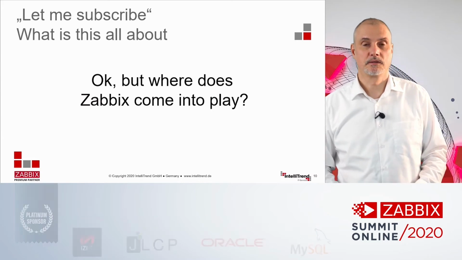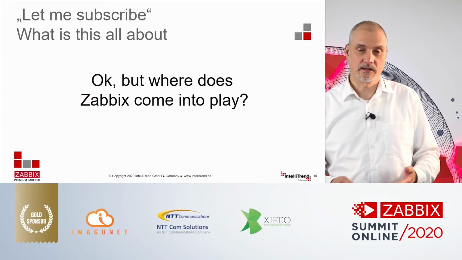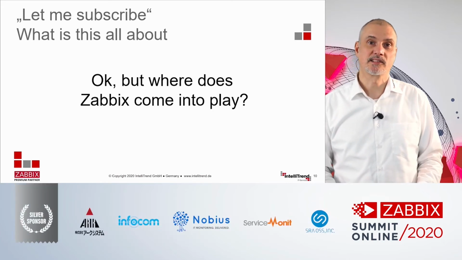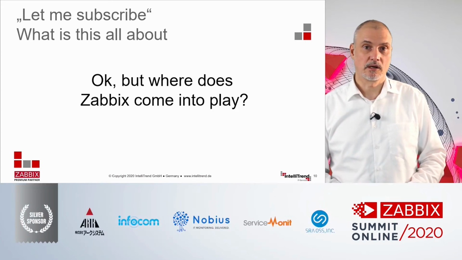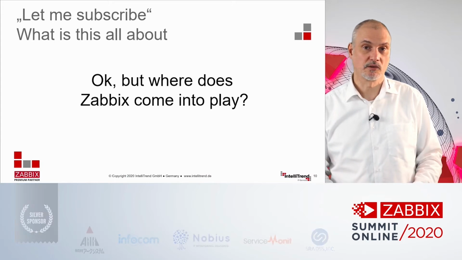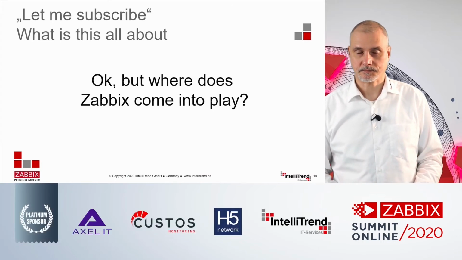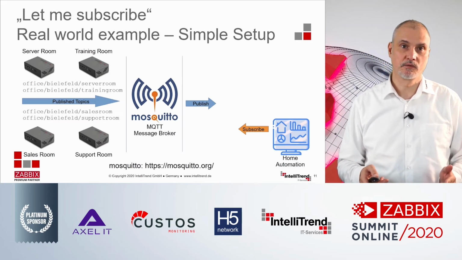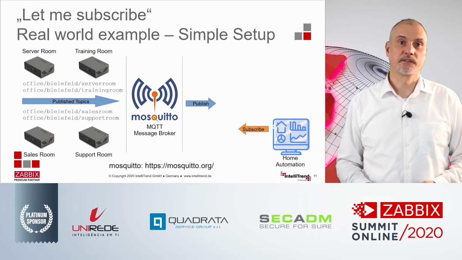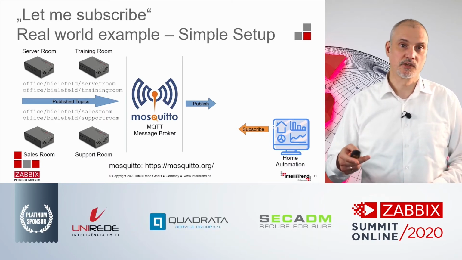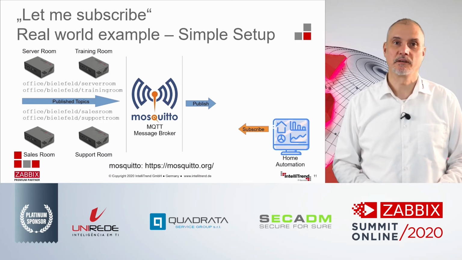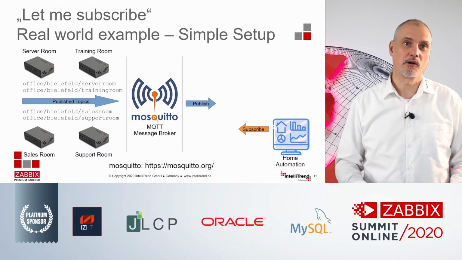So you might ask yourself now, Wolfgang, we spoke a lot about MQTT. Where does Zabbix come into play? So let's take a real-world example of how we can integrate Zabbix into the mix. Here we see on the left-hand side 4 sensors: server room, training room, sales room, support room. And you see 4 different topics: Office, Bielefeld, server room, Office, Bielefeld, training room. So Office is clear. Bielefeld is our hometown here. So these are the sensors in our office in Bielefeld.